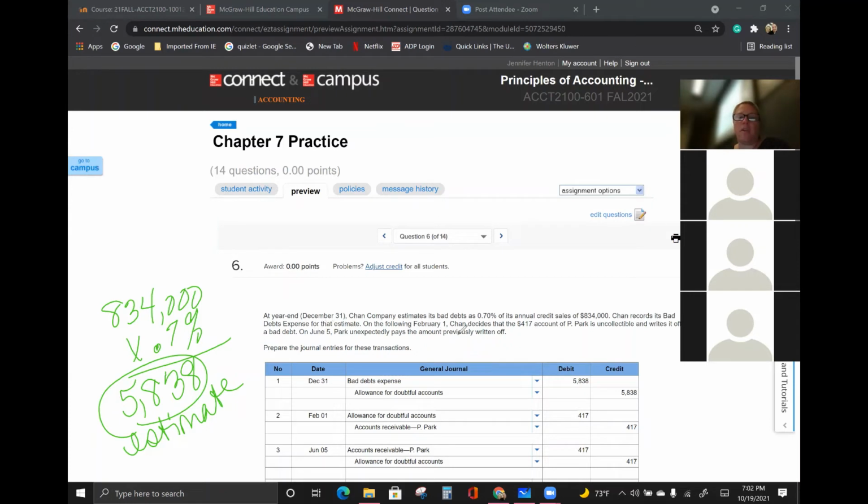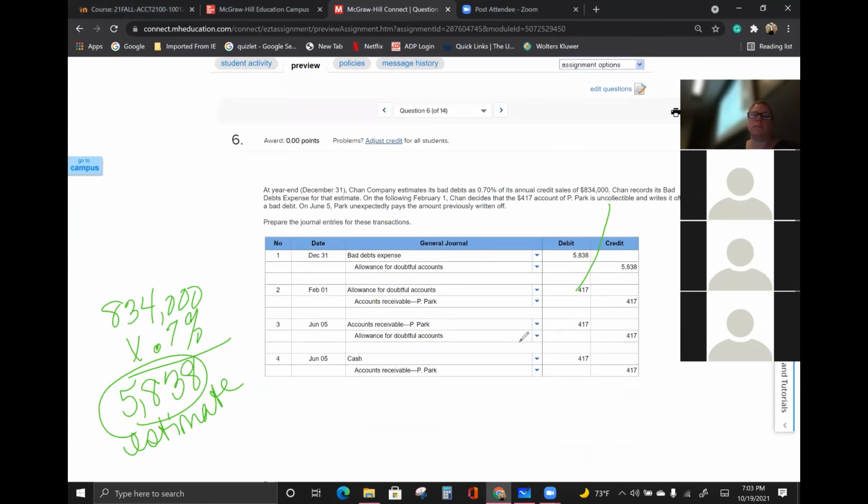Then on June 5th, he pays the amount that was previously written off. Okay, so now I've collected money and there's no longer an account on the books showing that he owes money. So I have to reverse what I did. So on June 5th, I'm going to reverse what I did when I wrote it off. I'm going to put the accounts receivable back on the books as a debit accounts receivable for Park, $417.